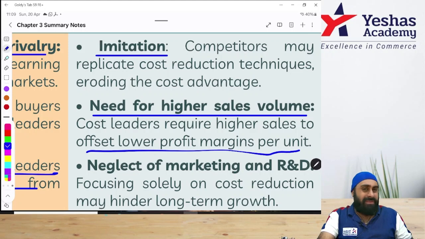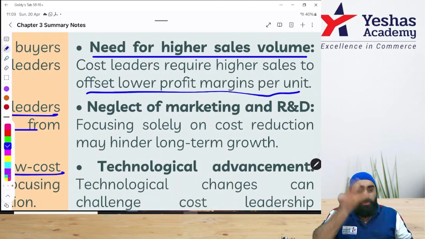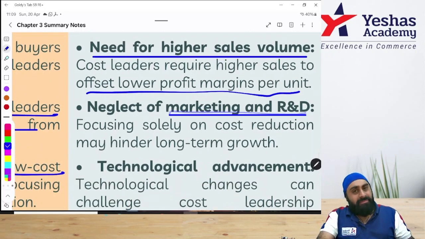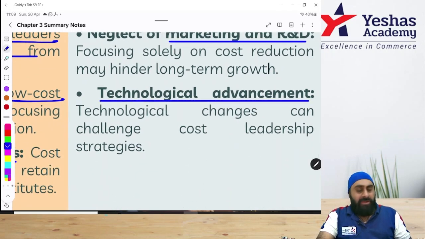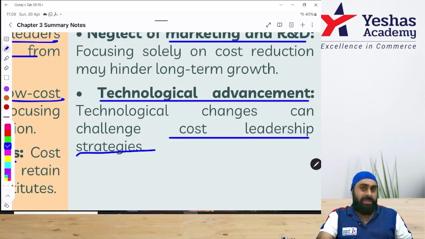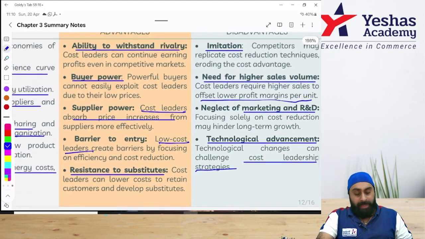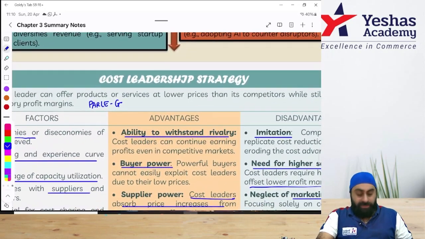Now, this is a negative concept. If you're neglecting marketing and research and development in a short period of time, good. But if you do it for a long period of time, you are going to suffer. Technological advancement. Let's say there is a technological advancement coming in the market, and the entire cost leadership strategy goes for a toss because a company came up with a new technology and can now produce the product at a cheaper rate than what you were previously producing. Therefore, you will have a problem with a cost leadership strategy. So this is, in a nutshell, what cost leadership strategy is.